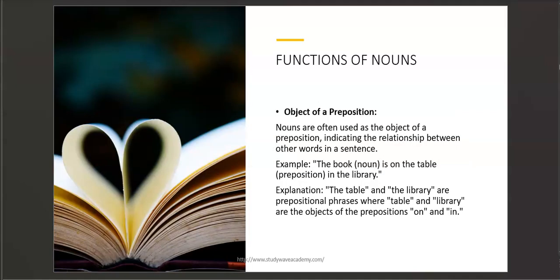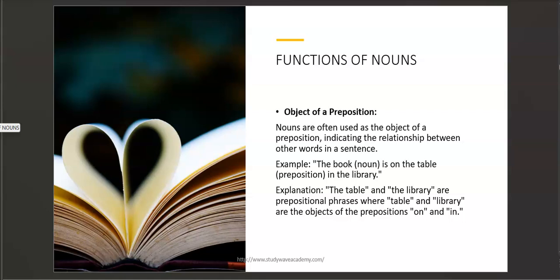Okay, let's move to the second function here, and that is object of a preposition. Nouns are often used as the object of a preposition, indicating the relationship between other words in a sentence. For example, the book is on the table in the library.